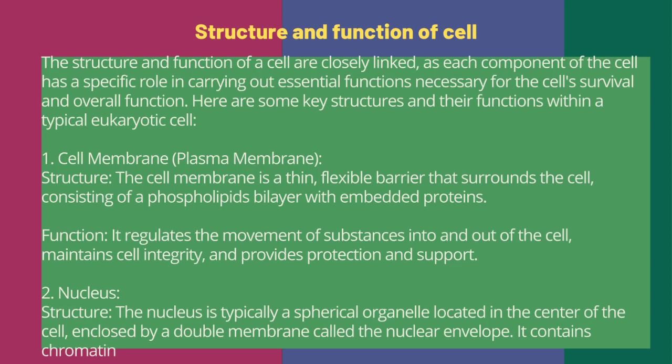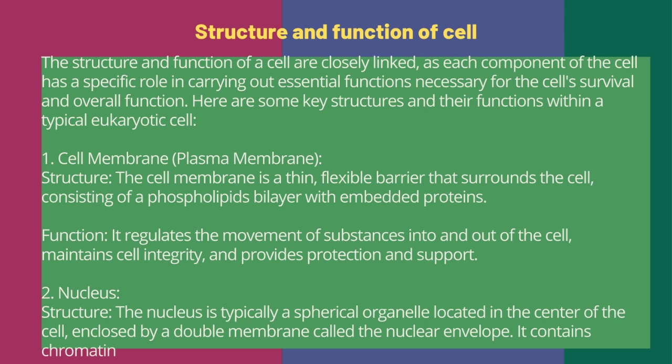Now looking forward to the structure and function of cells. The structure and function of a cell are closely linked, as each component of the cell has a specific role in carrying out essential functions necessary for the cell's survival and overall function. Here are some key structures and their functions within a typical eukaryotic cell. First one, cell membrane, also known as plasma membrane. Structure of cell membrane. The cell membrane is a thin, flexible barrier that surrounds the cell, consisting of a phospholipid bilayer with embedded proteins. Function of cell membrane. It regulates the movement of substances into and out of the cell, maintains cell integrity, and provides protection and support.